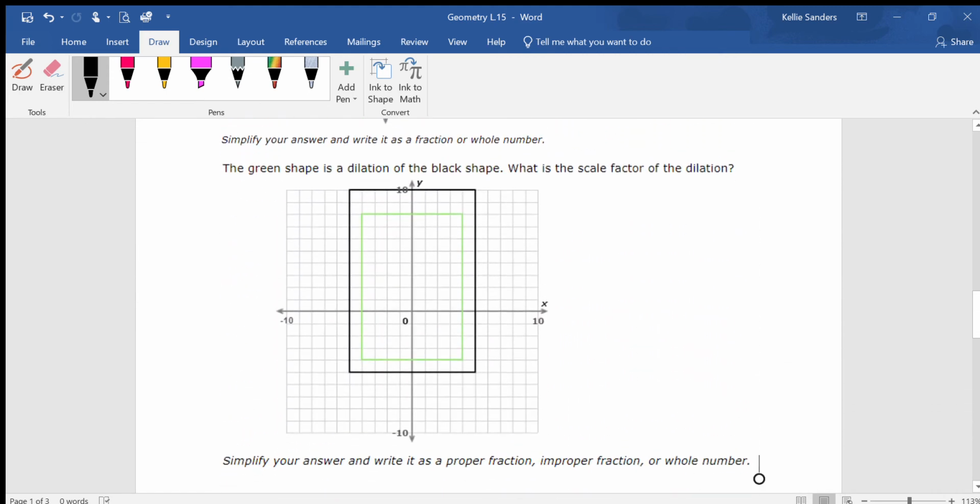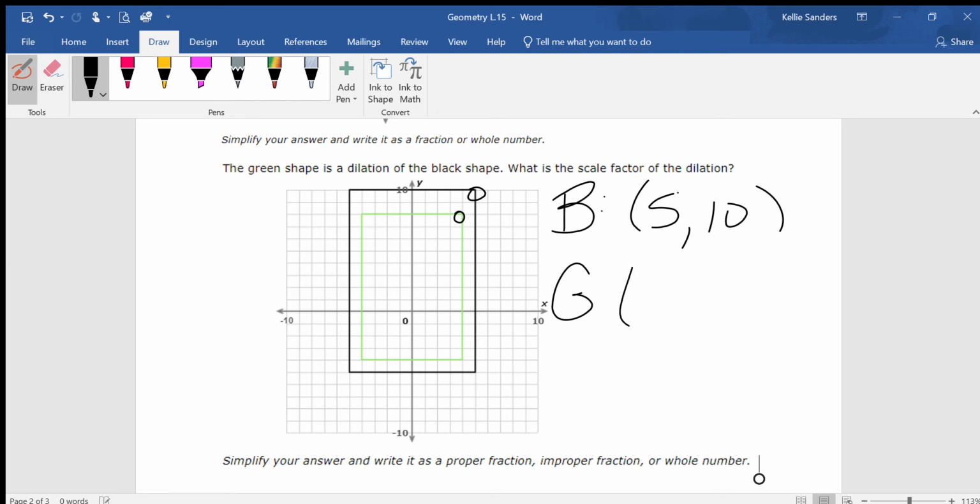Okay, the green is a dilation of the black. What is the scale factor of the dilation? So pick this one and this one. The black, green, 1, 2, 3, 4, 5, 10. The green is 4 and 8.